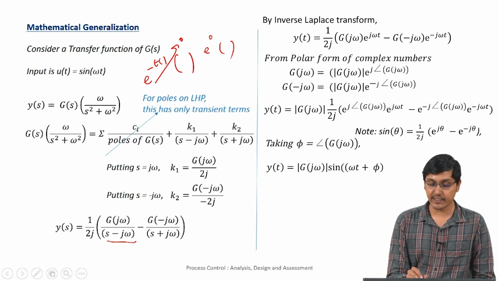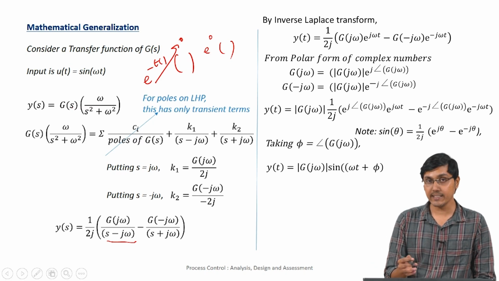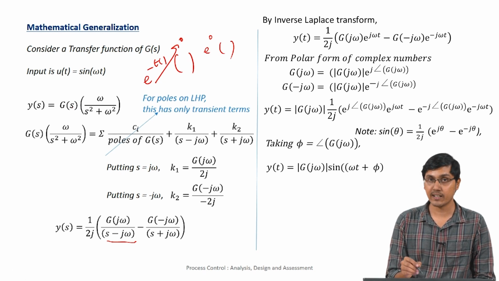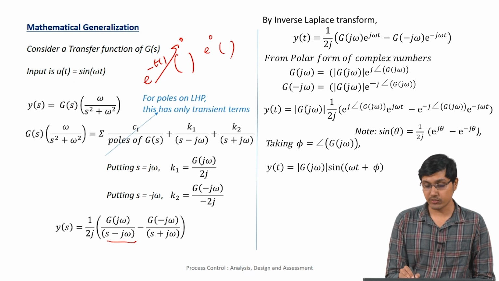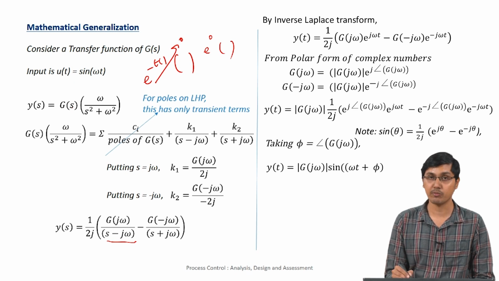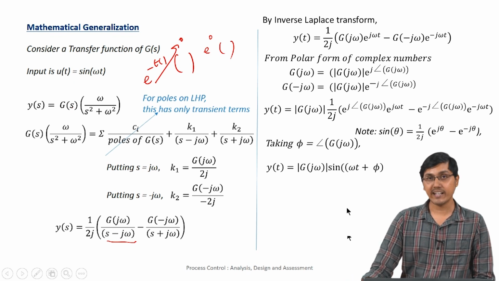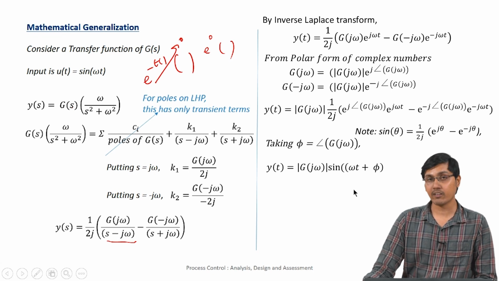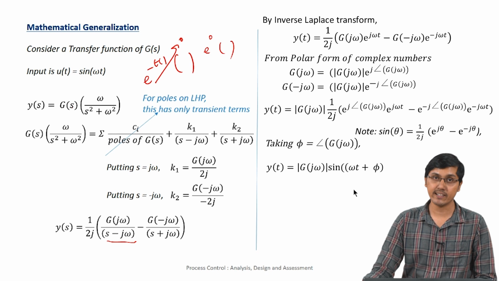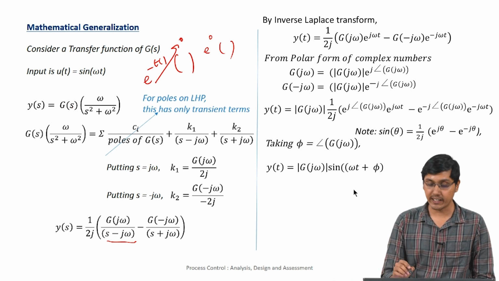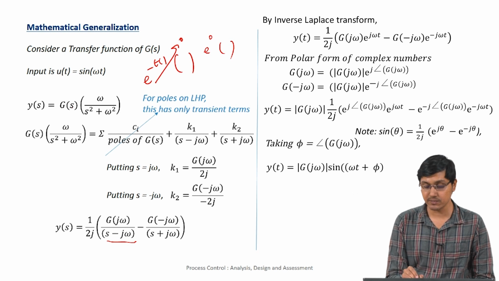So now we can see that for any system, if we excite the system with a sinusoidal input, we get a response of the form y(t) equal to the magnitude of G(j omega) times sin(omega t plus phi), where the phase is given by the angle of G(j omega). But when I say any system, it is a linear time invariant system. We are not talking about nonlinear systems here. So for any linear time invariant (LTI) system, this equation is valid.